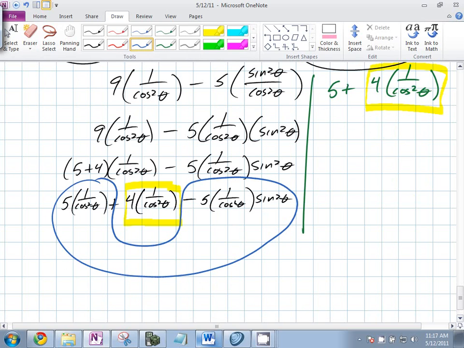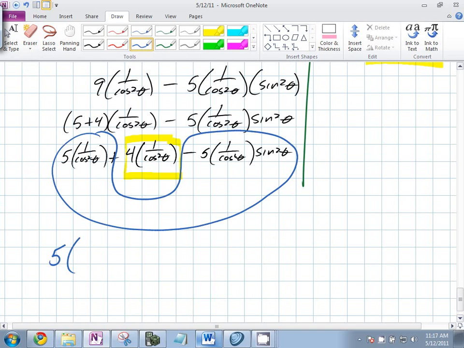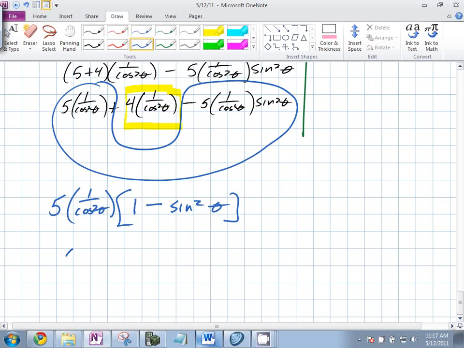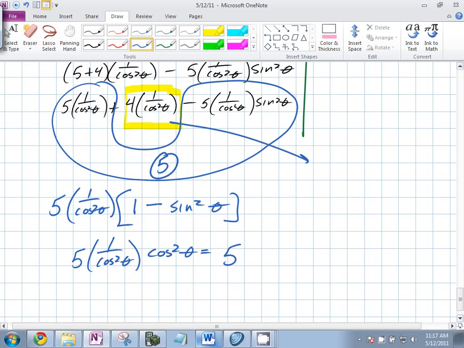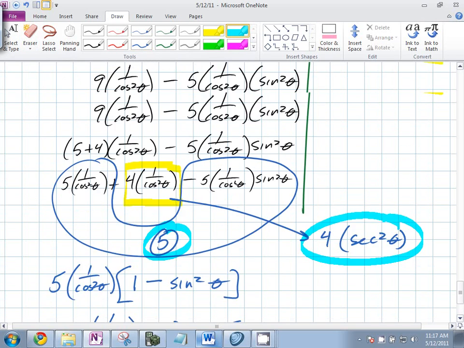5 times what? 1 over cosine squared theta. If we do that, what do we end up with? 1 minus sine squared theta. What is 1 minus sine squared theta? Cosine squared. So it's 5 times 1 over cosine squared theta times cosine squared theta, which is 5. So this right here is equal to 5, and this right here is equal to 4 times. So what do we have? 5 and 4 secant squared, which is exactly what we wanted.